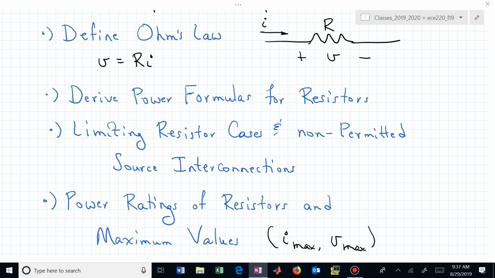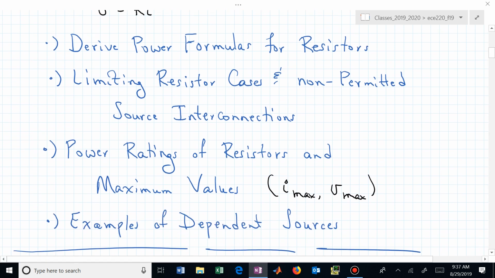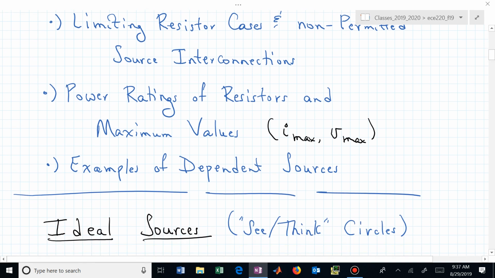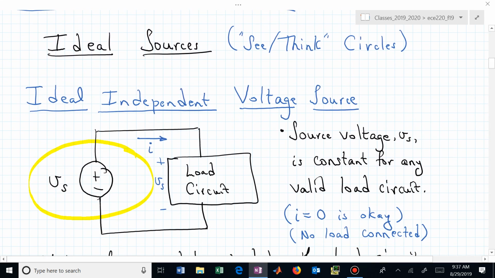We'll look at different limiting resistor cases and permitted and non-permitted source interconnections based on now having a resistor that has a resistance of 0. That's now just a pure wire, and we'll call that a short circuit. Or a resistor that has an infinite value, and now that's basically nothing there. That's an open circuit. Those are the limiting values of resistors that we can think about when we're analyzing circuits. So let's get started.